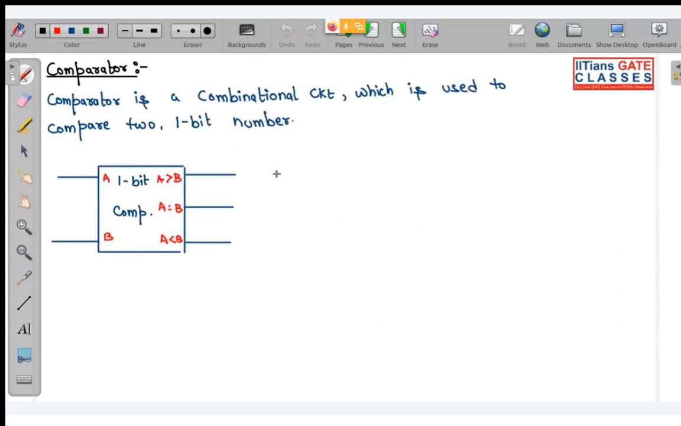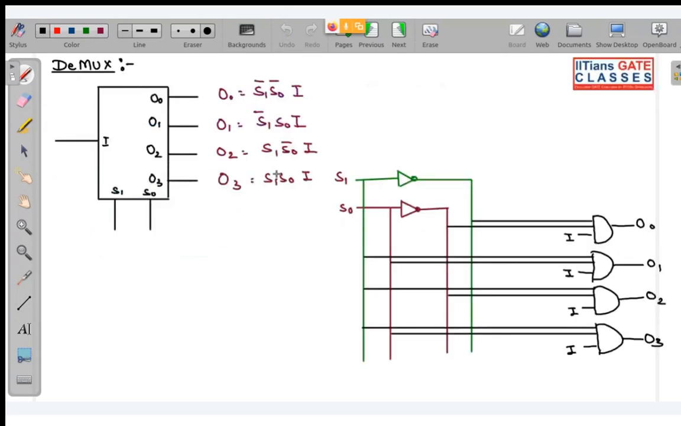Yes, tell me. Sir, it's S1 bar in O1. So you put it like S1 bar S naught. Yes, S1 bar. Now this is okay. S1 bar S naught, yes, this is now okay.